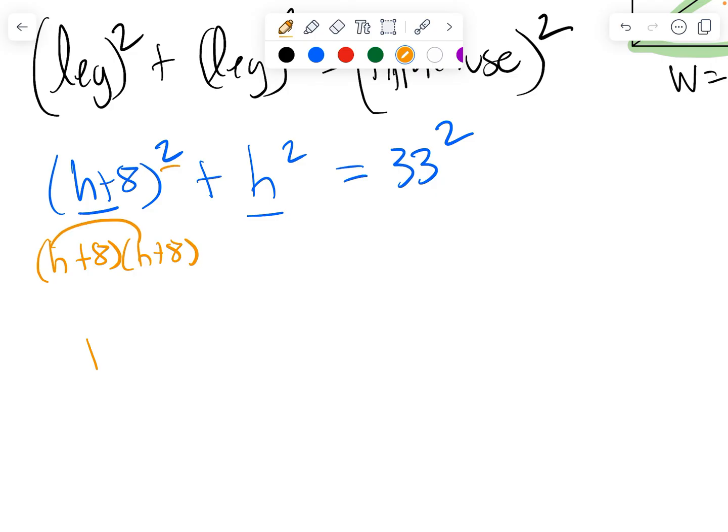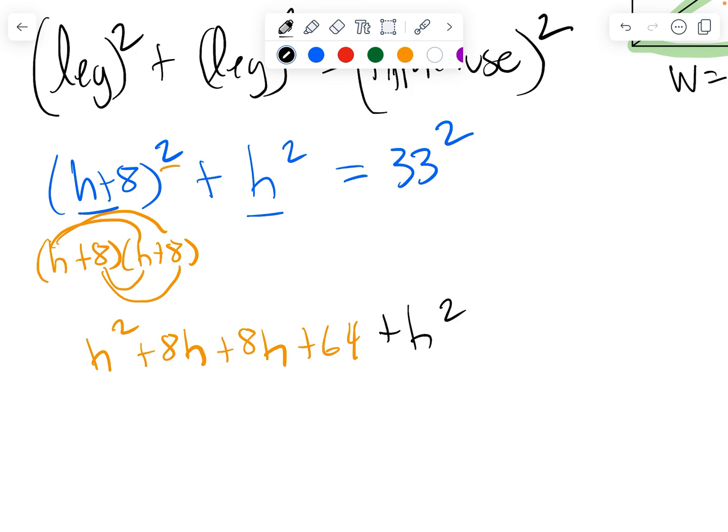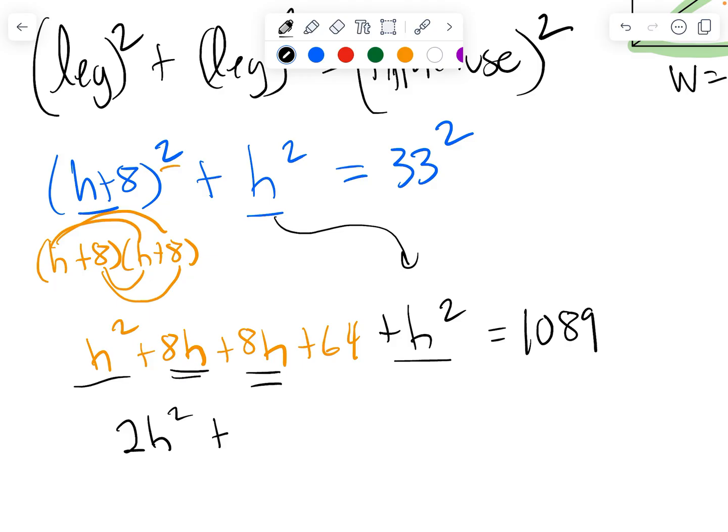All right, so h times h gives me h squared plus 8h plus 8h plus 64 plus the other h squared from my original expression equals my 33 squared, which we can just put in our calculator. That gives me 1089. And then from there, we just combine our like terms. So we have 1h squared plus 1h squared, that is 2h squared, plus our 2h term, so that'd be 16h, plus 64 equals 1089. Now this square tells me I'm going to be solving a quadratic.